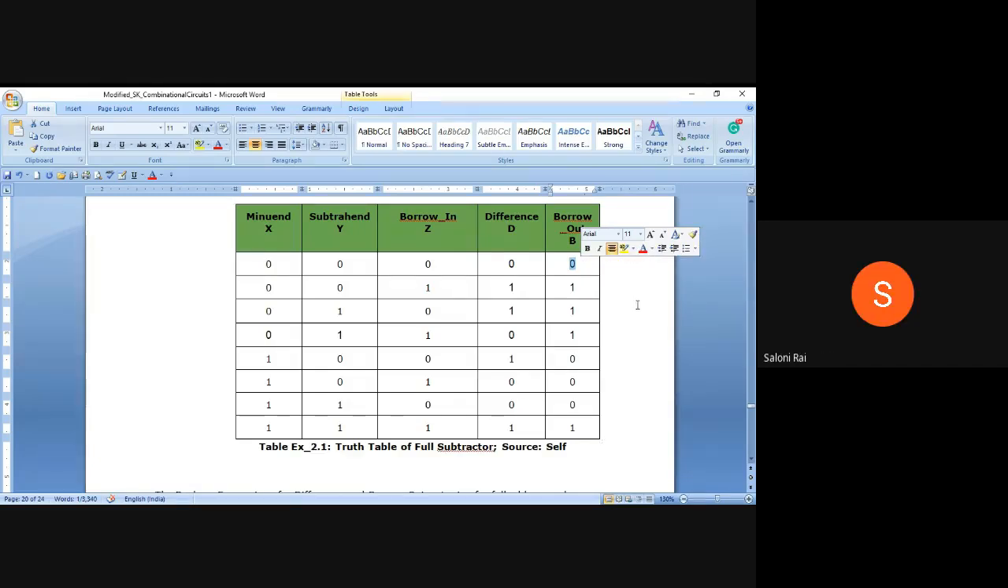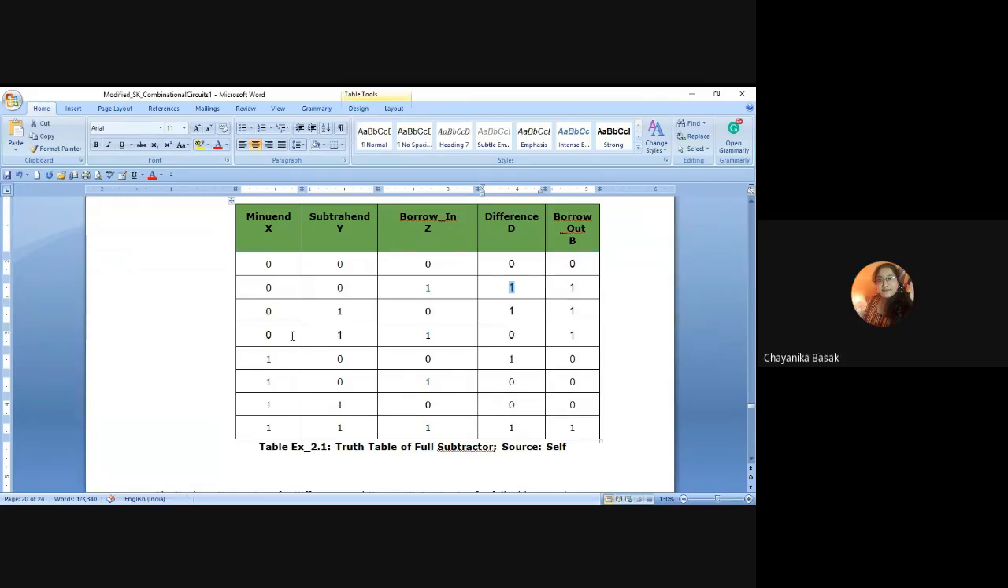Any problem? No, ma'am. Let us look at the second row now. So 0 minus 0 is 0. Now this 0 minus 1, what do I do? As in the case of the half subtractor, I'll need to borrow a 1. So we put a 1 here. Now this 0 that we got becomes 1 0, which is 2. And 2 minus 1 gives me a difference of 1. Any problem? No, ma'am.